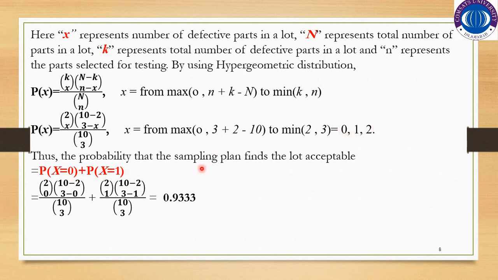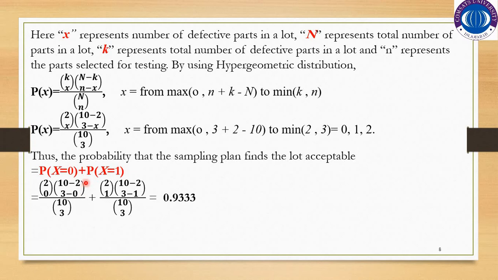So the probability that the sampling plan finds the lot acceptable, as the producer is saying he will not tolerate defective parts more than 1. So what are the scenarios in which the lot is accepted? The very first scenario is if there is no defective item in the sample of testing parts. As x is related with the number of defective parts, if we put here x equal to 0, it means there are no defective parts in those particular 3 selected parts for the inspection. So this is the probability that there are no defective parts.